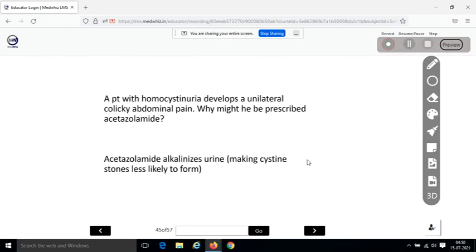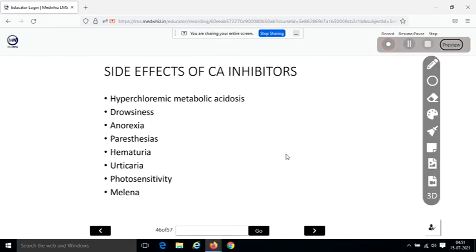So uric acid and cystine are relatively insoluble in acidic urine, and enhanced renal excretion can be achieved by increasing urinary pH, and that's how carbonic anhydrase inhibitors are helpful in such conditions. Similarly, renal excretion of the weak acid aspirin is also enhanced by acetazolamide. So this you learned already.